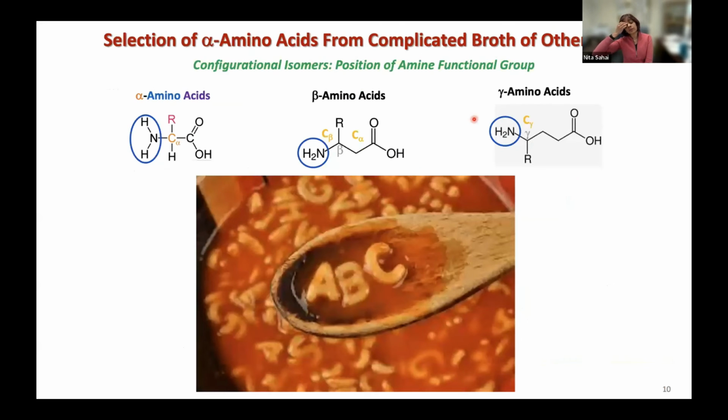All right, moving on. Now we come to this idea of selection. We talked about catalysis and coevolution, but there's a whole broth of molecules in the prebiotic environment. There were all kinds of left and right-handed enantiomers. There were configurational isomers in the case of the amino acids. So for example, we have alpha amino acids where the amine is attached to the alpha carbon, beta where the amine is attached to the beta carbon, gamma where it's attached to the gamma carbon, delta for longer chain amino acids. All of them would have been around in the prebiotic environment.